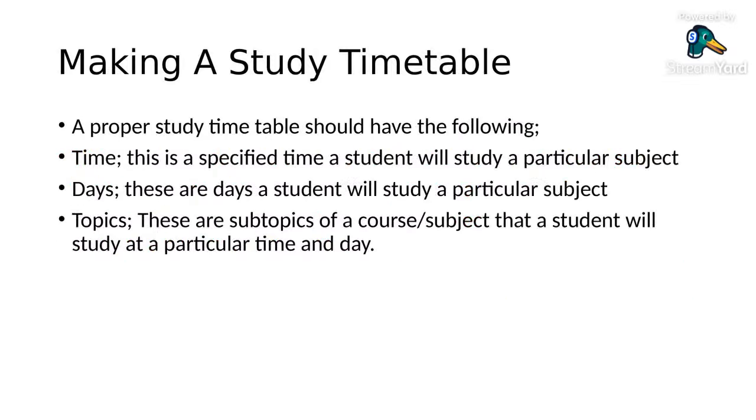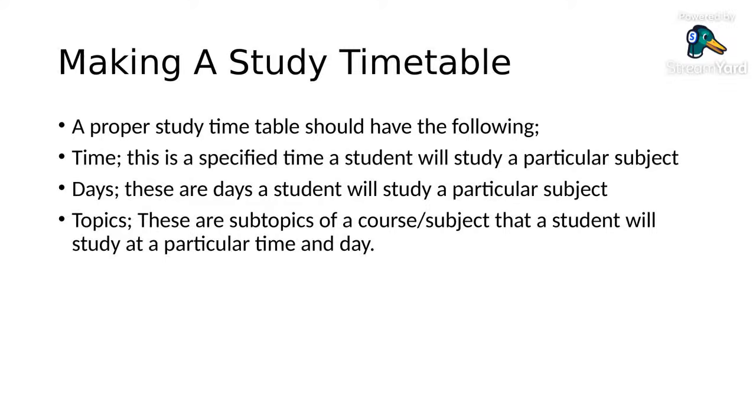Okay. So a proper study timetable should have the following. Number one, time. Your study timetable should have what? Time. This is a specified time a student will study a particular subject.